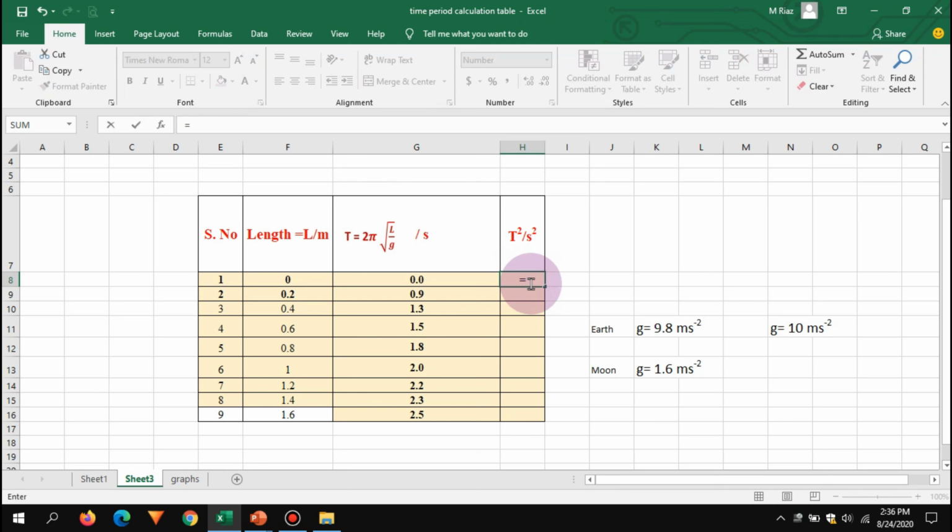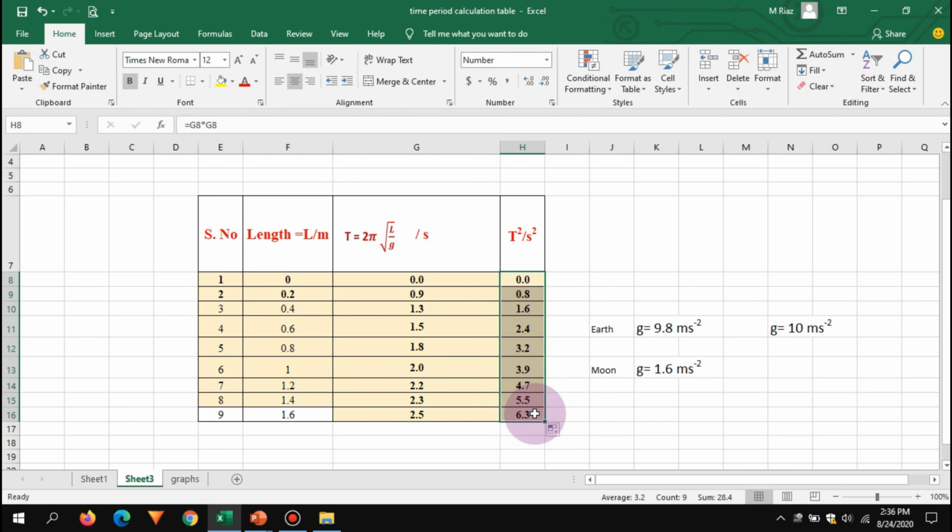Now I am going to show you how to take the square. Just press the equal sign, come here, multiply it by again here, enter. So 0 square is 0, and drag it down. When you drag it down, you get the square of all these numbers.